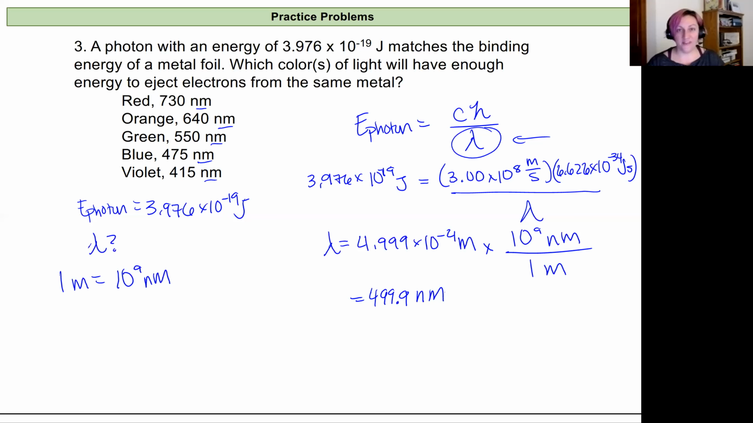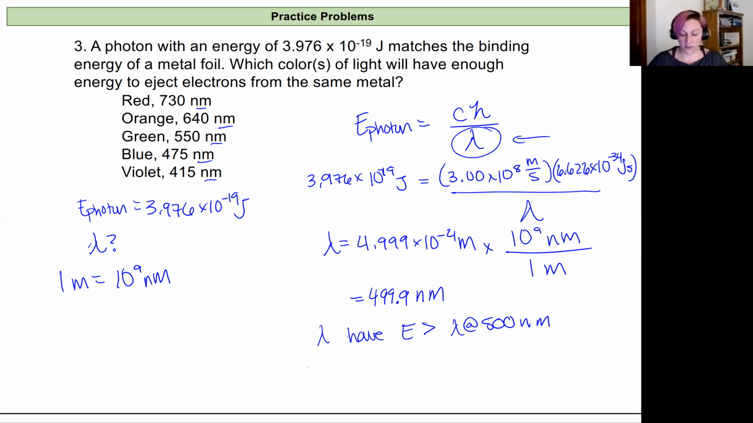Okay, so that is the wavelength that will eject an electron. So this is that threshold value. So which types of light are going to actually be able to eject it? This one has enough energy. So we need wavelengths that have an energy greater than that of a wavelength at 500 nanometers.